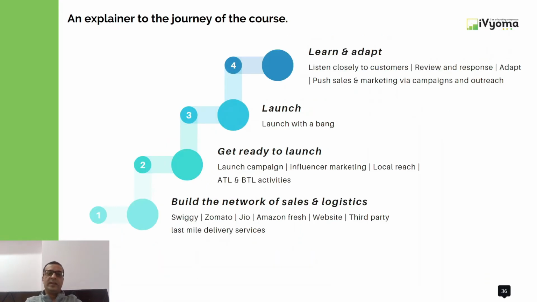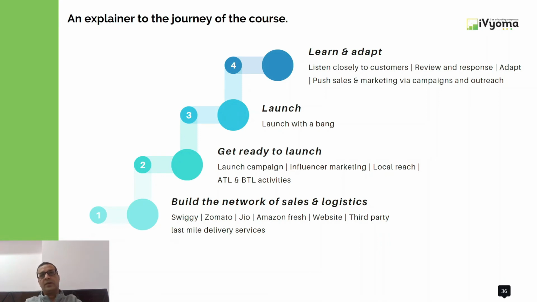Okay, so once you've done that, you need to build your network of sales and logistics, which means how would you sell and how would you ensure that the order reaches the customer. So you need to tie up with platforms which are available in your city. So Swiggy and Zomato are common, usually available across India, leaving apart a couple of tier three cities.